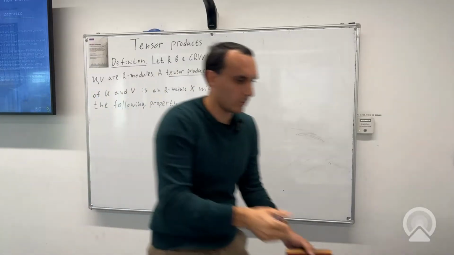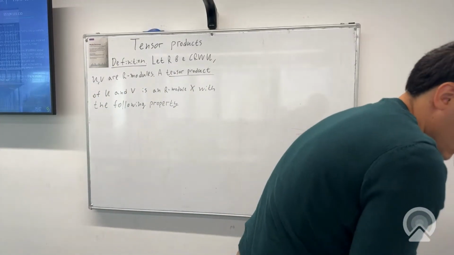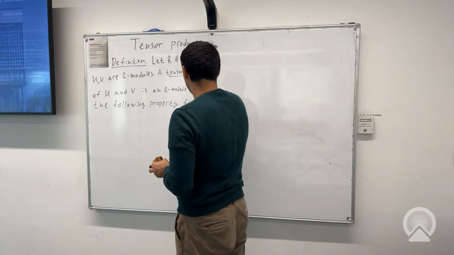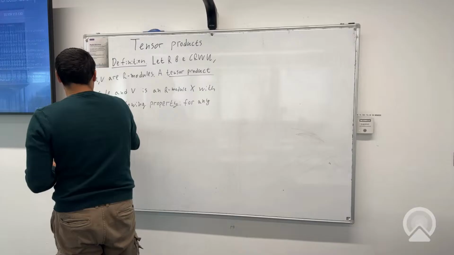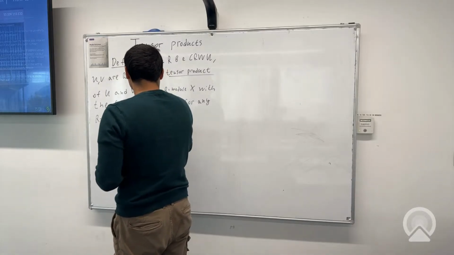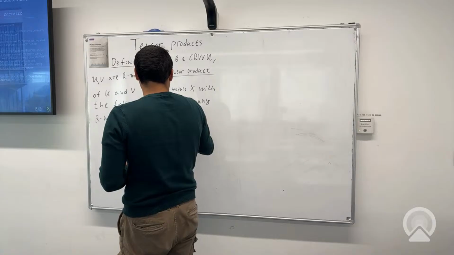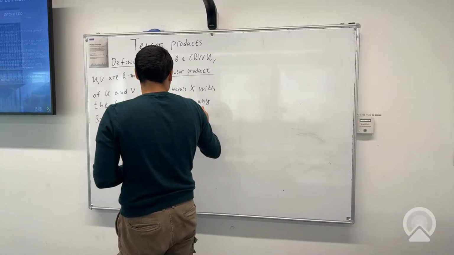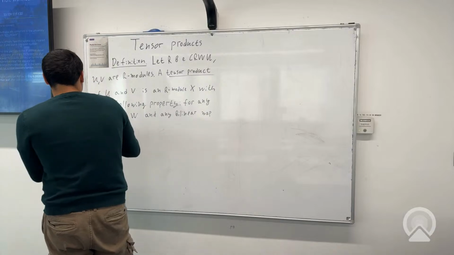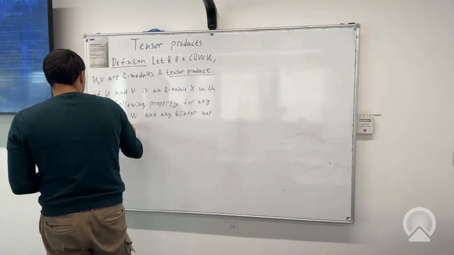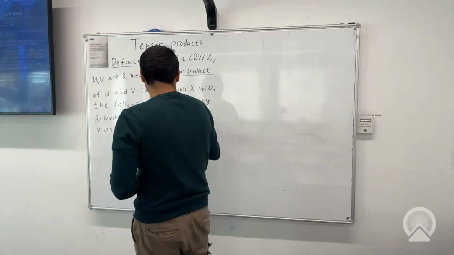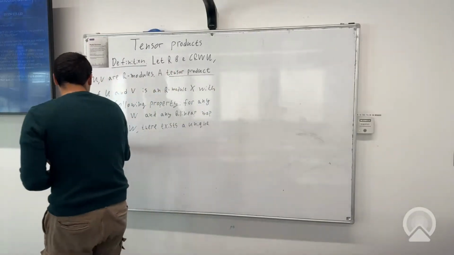Let's change the marker. So for any R-module W and any bilinear map phi from U times V to W, there exists a unique linear map.